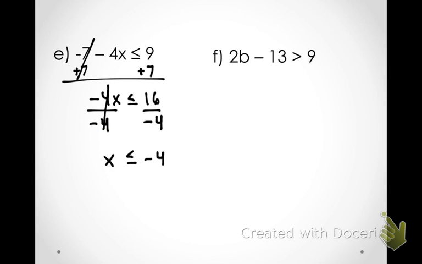I have to flip the symbol. What's the opposite of less than or equal to? Greater than or equal to, okay? If there's an equal sign there at the start, you're going to keep the equal sign. If there wasn't, you're not going to add one, okay? All you're doing is flipping the symbol that's already there. So now my answer is x is greater than or equal to -4.